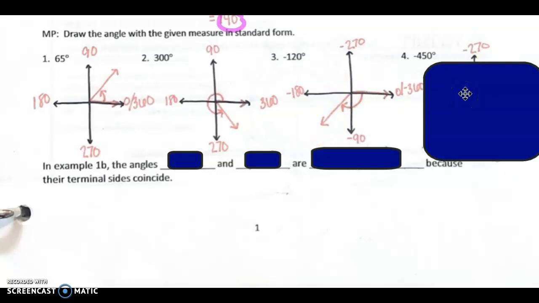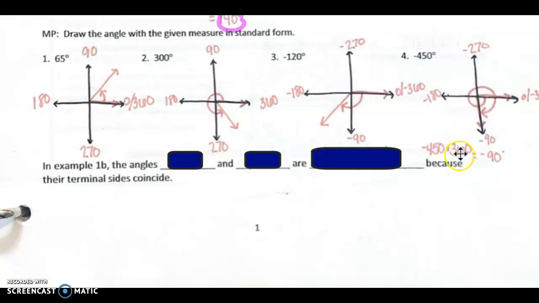Negative 450, instead of subtracting 360 this time, we're going to have to add it because we want it to be a smaller number, not a larger number. So if you do negative 450 plus 360, we'll get negative 90. So this one, let me draw this one with you. So we'll have our initial side here. Okay, we do negative 450 plus 360 is negative 90. So that's straight down this way.